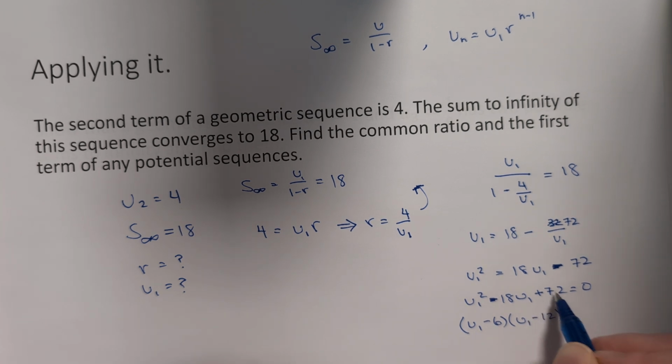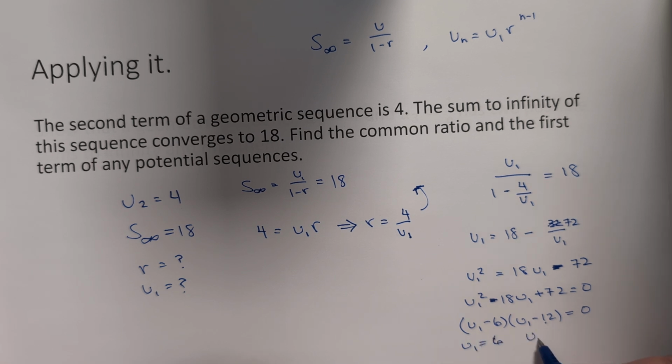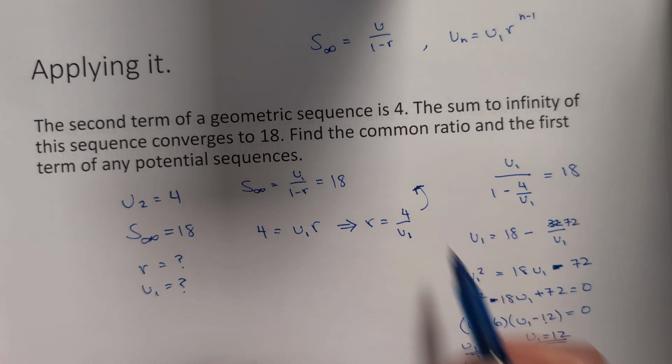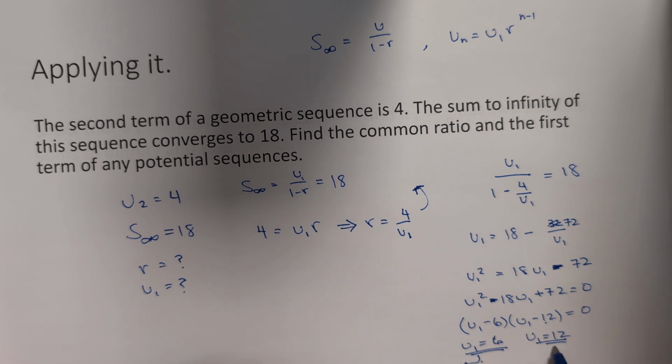But negative 6 times negative 12 is 72, and negative 6 plus negative 12 is negative 18. So the two values here that will give me 0: u sub 1 could be 6, or u sub 1 could be 12. And if u sub 1 is 6, here's a nice equation that I have for r. r is 4 divided by u sub 1, so that would imply one of my ratios could be 4/6 or 2/3. And this other one would give me that another ratio could be 4 divided by 12, or 1/3.